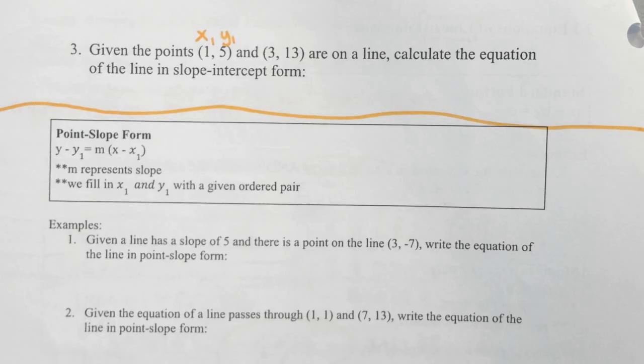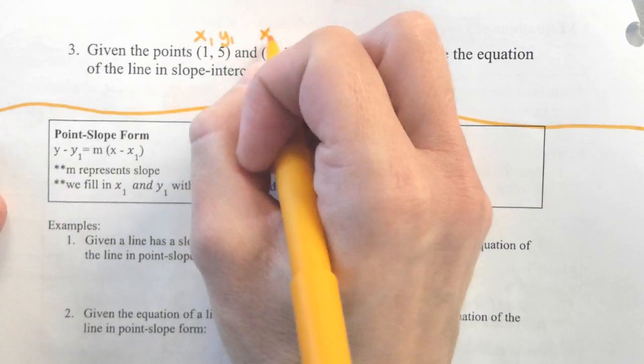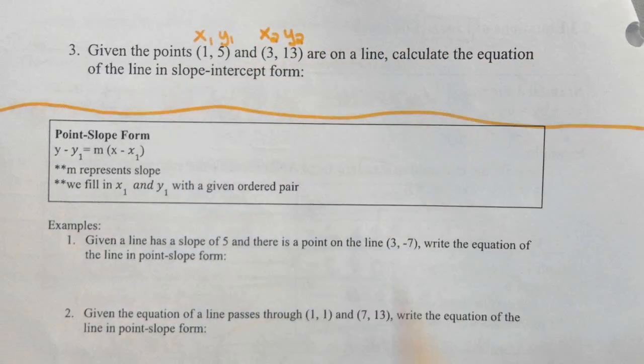Okay? So the other one is going to be x2, y2. So again, it doesn't matter which point is which. What does matter is that the subscripts, these little baby numbers, are the same. So you can't have an x1 and a y2. They both have to be baby 1s, or they both have to be baby 2s. Okay? Alright, let's start by calculating slope.